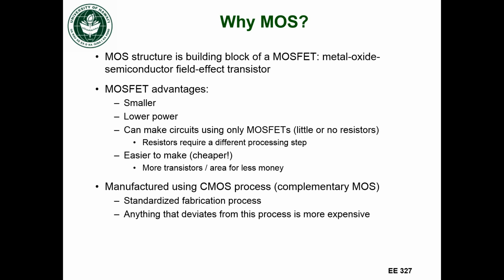MOSFETs are manufactured using something called the CMOS process. The C stands for complementary MOS. I'll talk more about what this means later on. But this is a very standardized fabrication process, and the factories that produce these devices are called foundries. So there's a lot of dedicated foundries for this CMOS process. If you make anything different from that, because it costs billions of dollars to set up one of these foundries, they're not going to want to make it, because these foundries are very specific to working with this CMOS process.